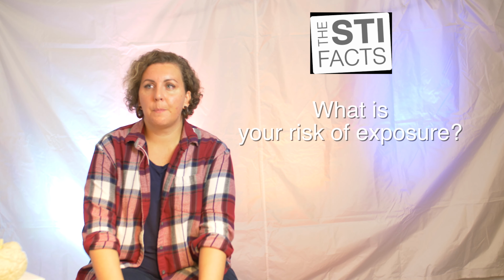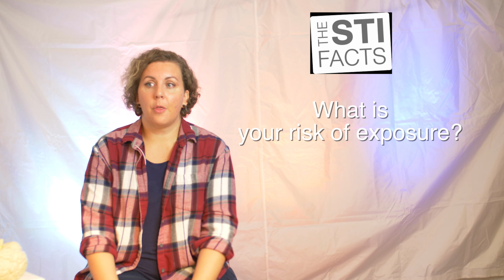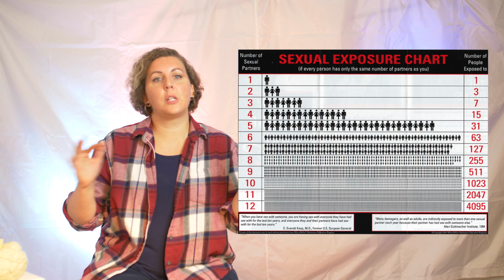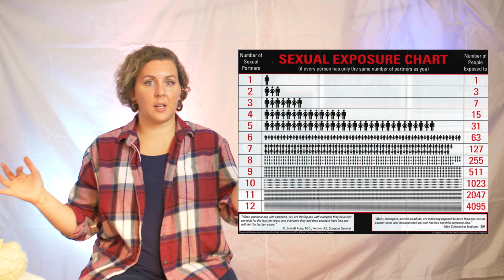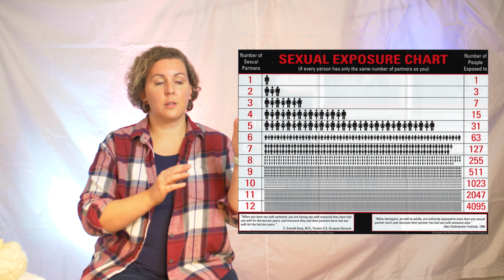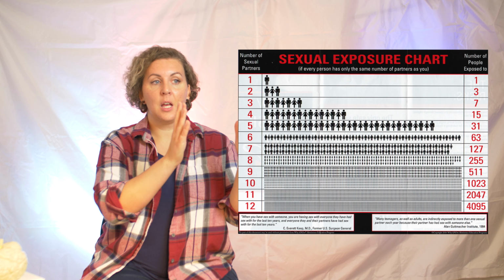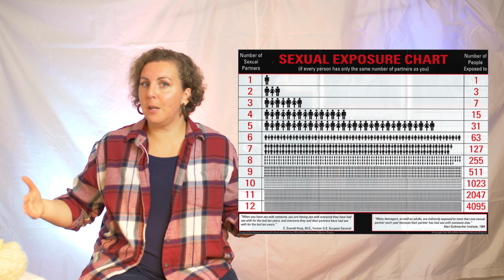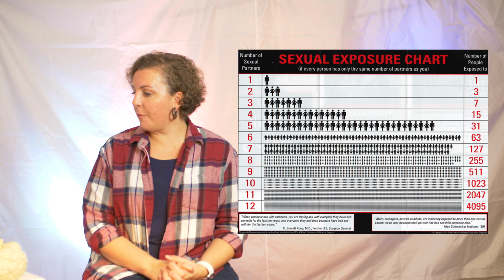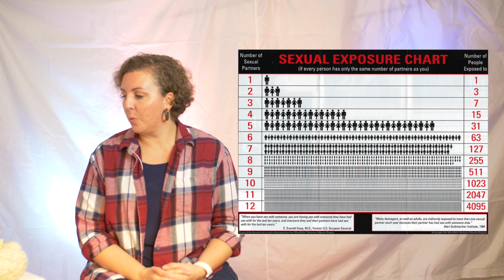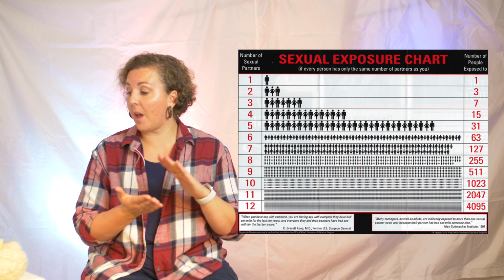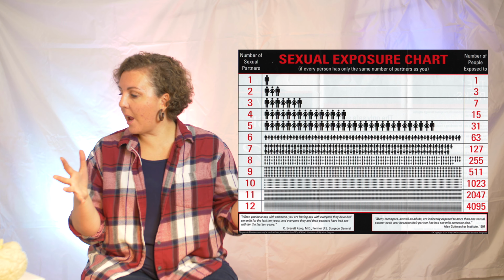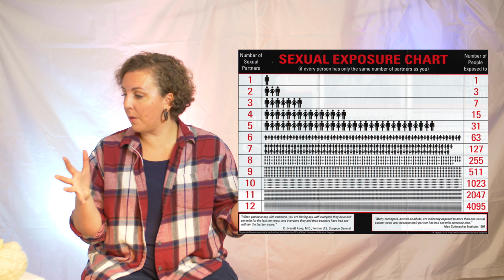So what is your risk of exposure? The more people you're sexually active with, the more it exponentially increases your exposure risk. So if one person has sex with one person, right, your exposure is 1. But then you go to 2, it goes to 4, goes to 8, goes to 16, right? So a former US Surgeon General said, when you have sex with someone, you're actually having sex with everyone that they have had sex with for the past 10 years. And everyone they and their partners have had sex with for the last 10 years.